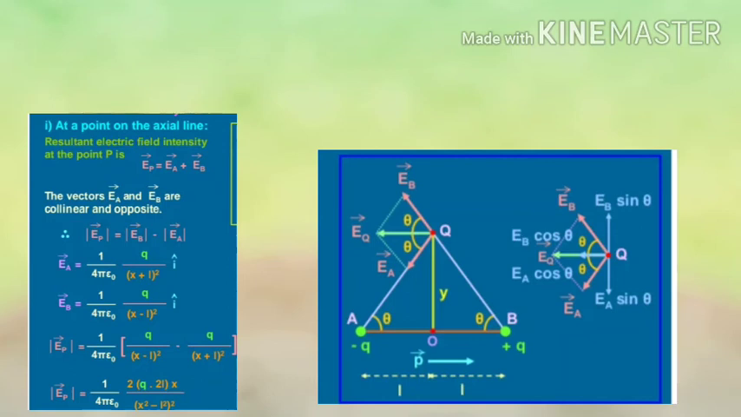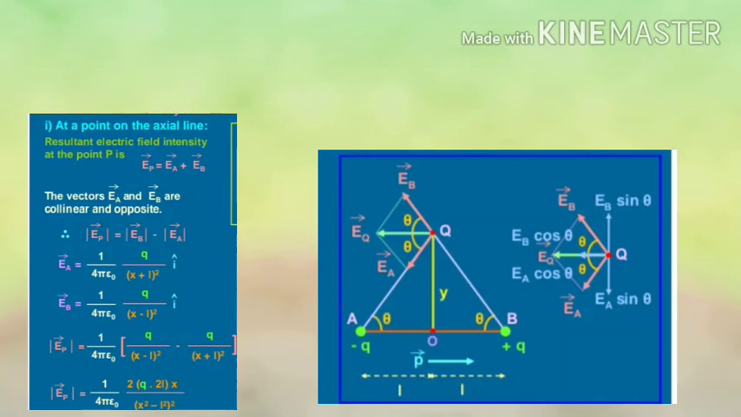Calculating, we have 2 by 4 pi epsilon naught Q by x square plus L square into L by x square plus L square to the power half. So, finally we can find 1 by 4 pi epsilon naught Q into 2L by x square plus L square to the power 3 by 2.